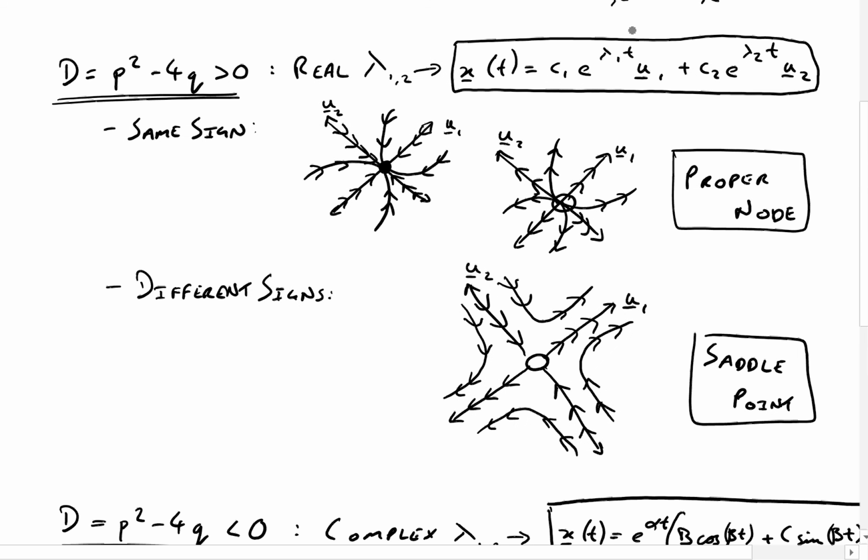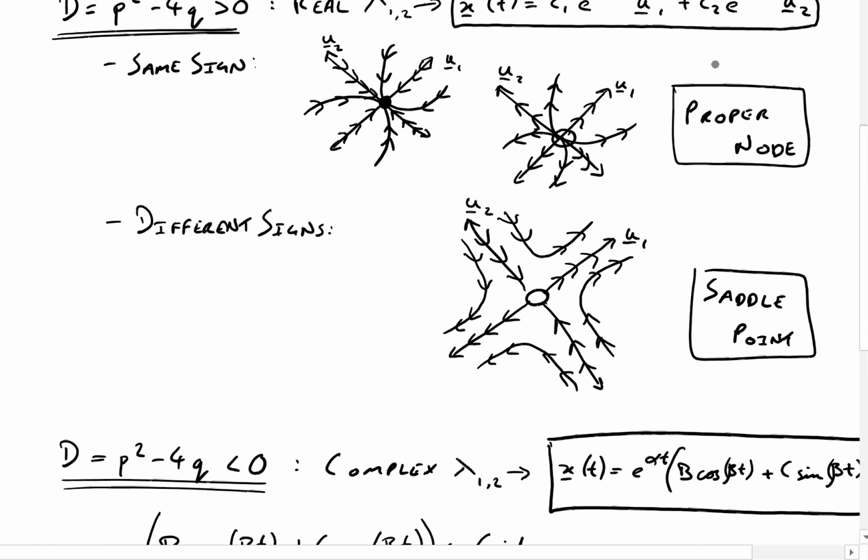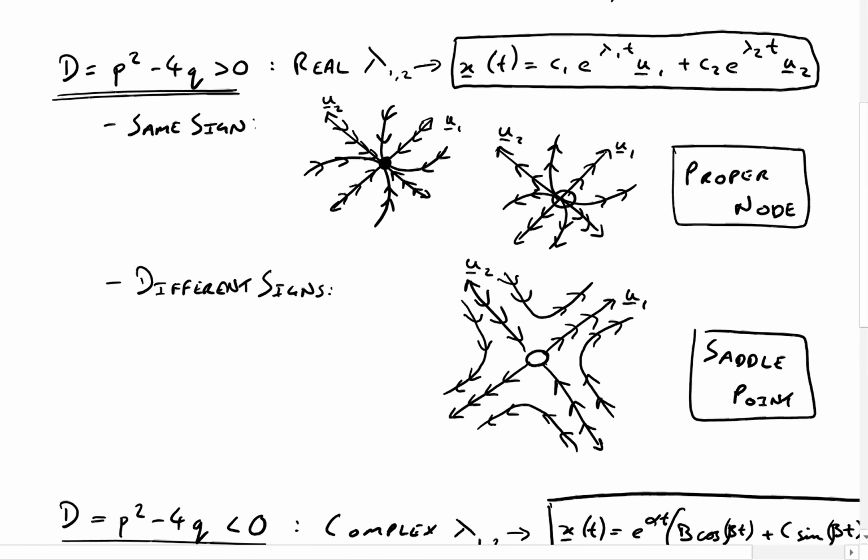Okay, and so when we've got real eigenvalues, we're looking at this general solution here. X of t is c1 e to the lambda 1t u1 plus c2 e to the lambda 2t u2, where u are eigenvectors and lambda are eigenvalues. Okay, and then we've got two different cases. Either the eigenvalues are the same sign, in which case we're looking at this, which is something called a proper node, and we can have a stable case and an unstable case, or they're different signs, in which case we're going to have this, which is an unstable equilibrium point, and we've got a saddle going on.